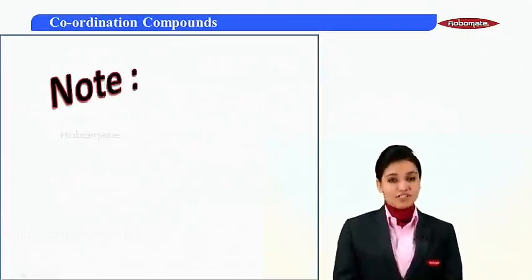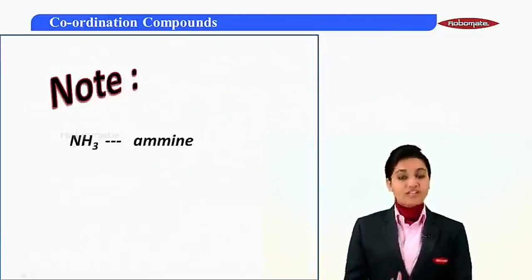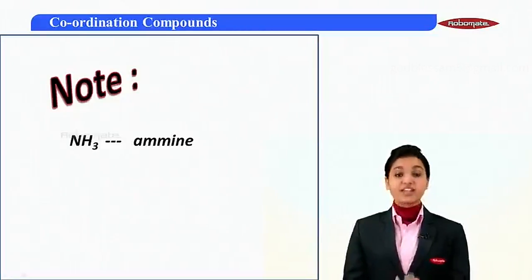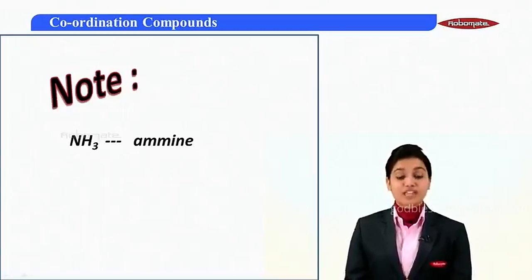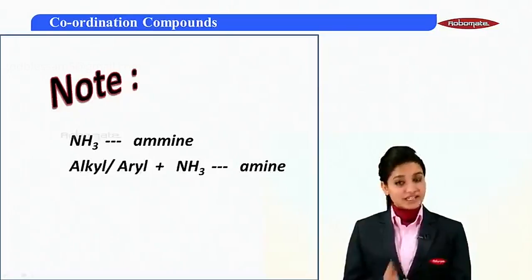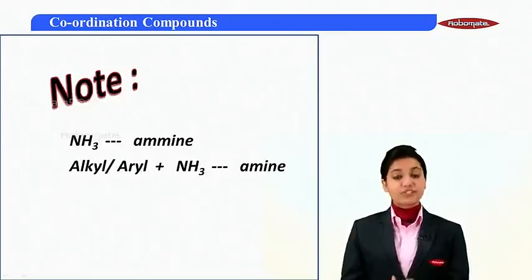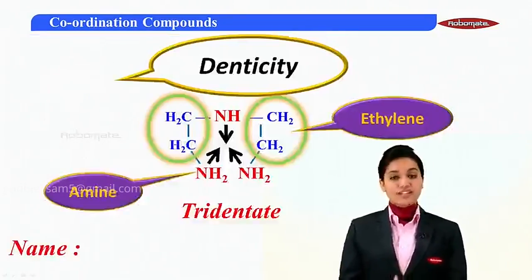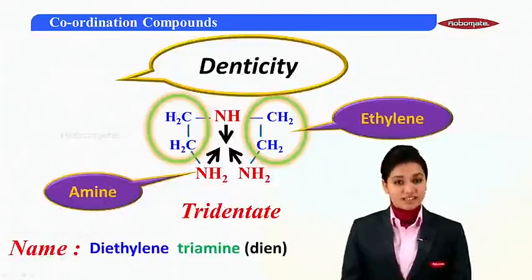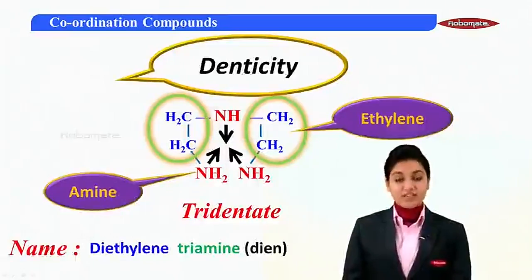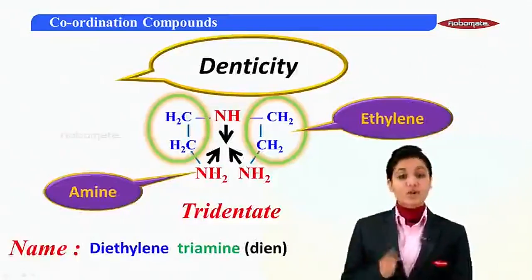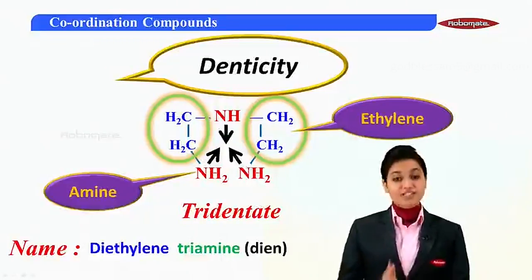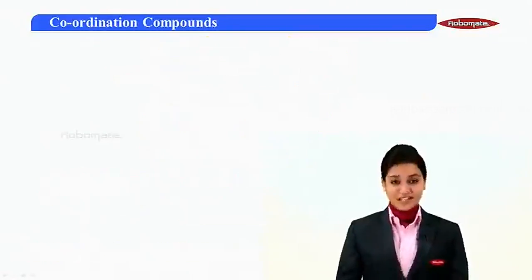But before naming this, one very important note. Whenever you are writing the ligand ammine, NH3, in inorganic chemistry, we always write the spelling as AMMINE, but if it is present with any alkyl or aryl group, then we use a single M. So let us now name this. It is diethylene triamine. If you note here, the spelling contains only one M. That means it is related to an alkyl or aryl group.